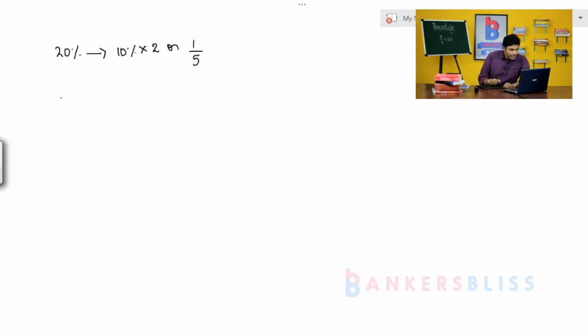Okay. Next, 25%. How do you calculate 25%? It is nothing but 1 by 4. 25% means 1/4, so you divide it by 4. If you want to calculate 25%, directly you divide it by 4.